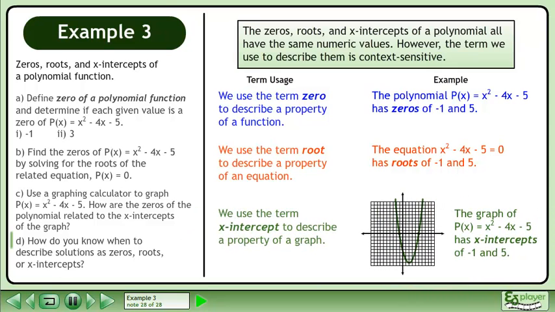We use the term x-intercept to describe a property of a graph. The graph of p of x equals x squared minus 4x minus 5 has x-intercepts of -1 and 5.